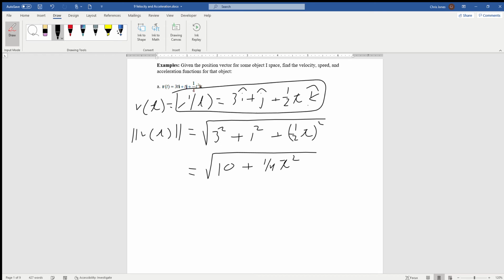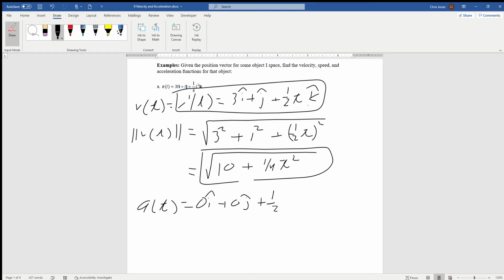So this is our velocity function, this is our speed function, and then finally the acceleration function, which is our second derivative. That's going to be pretty easy. We get 0i plus 0j plus 1/2 k, or in other words, 1/2 k. All right, so if you can find a derivative, you can very easily find all three of the velocity, acceleration, and speed functions.